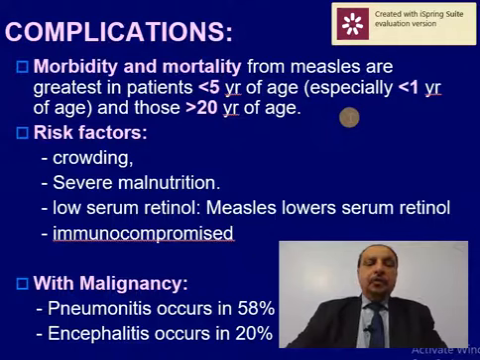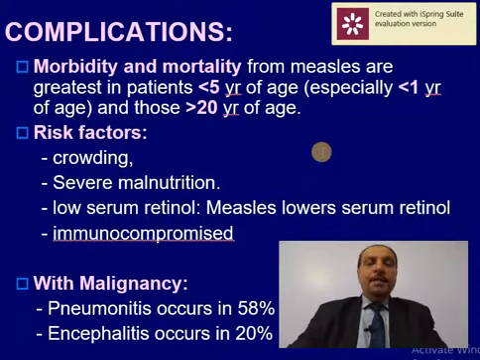What are the risk factors for the severity of measles? Crowding, severe malnutrition, low serum retinol. Measles lowers serum retinol or vitamin A, and if it is low, really in one of the researches here in Gaza, they found that about 60% of the population have some degree of vitamin A deficiency. So take care for the viral infectious diseases, especially measles, to take vitamin A.